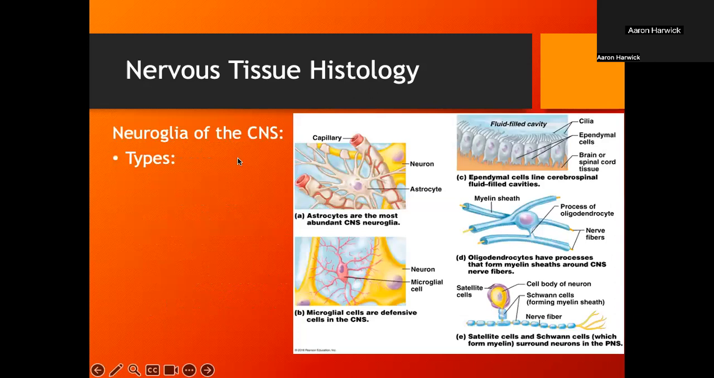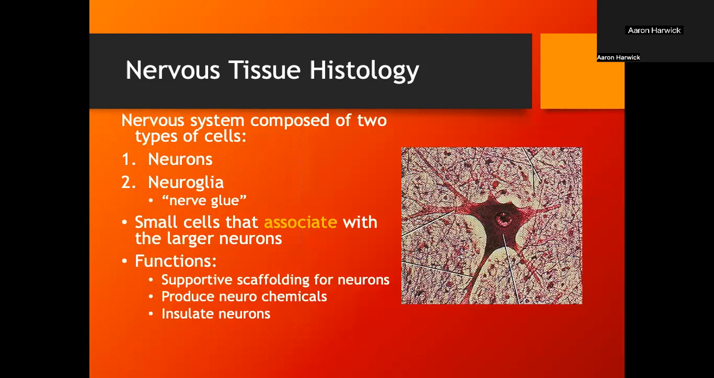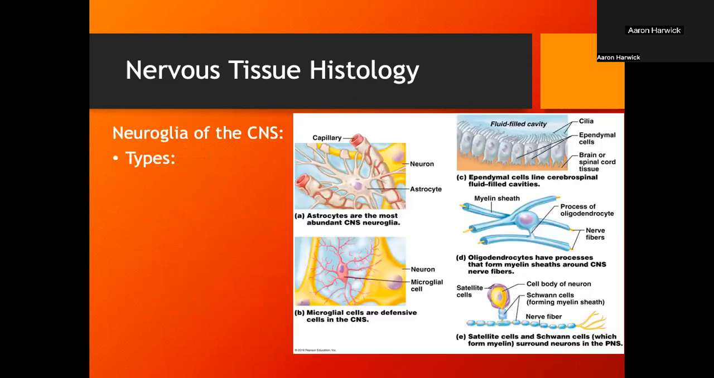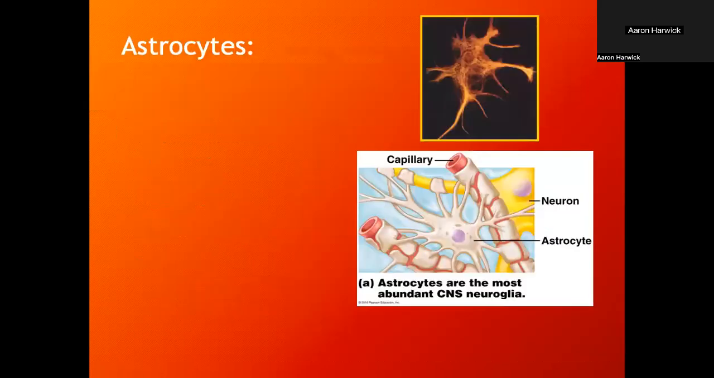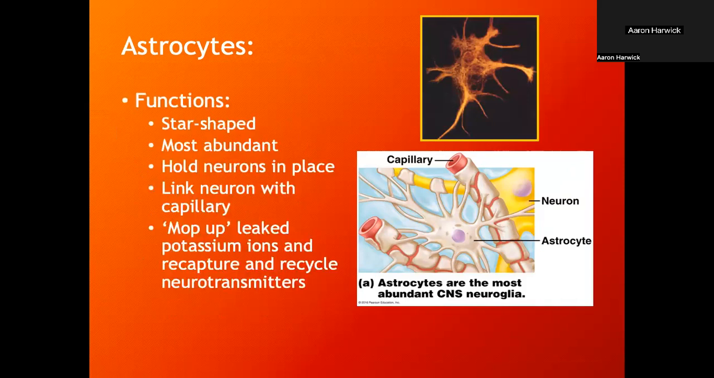So backing up here really quick. You have different neuroglia cells, whether you're in your central nervous system or peripheral nervous system. So we're basically going to walk through the different cells within the different systems. First, we're going to talk about the neuroglia of the central nervous system, of which we have astrocytes, microglia, ependymal cells, and oligodendrocytes. And again, these four will be associated with the central nervous system.